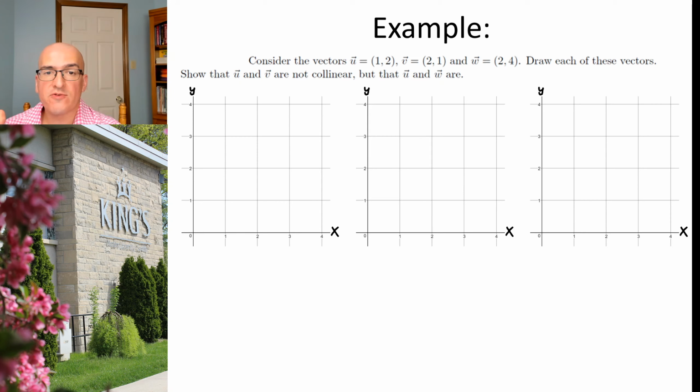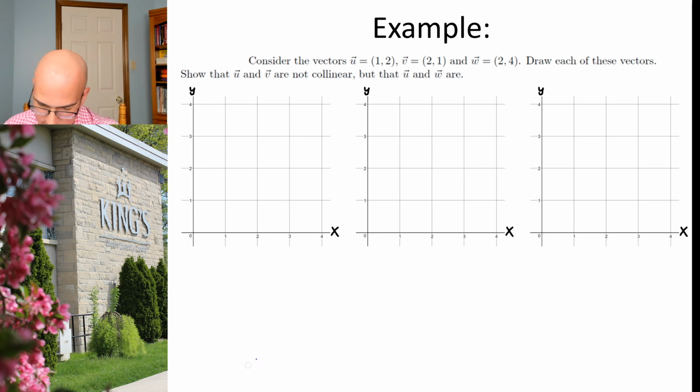We can determine if two vectors are collinear to each other either algebraically, which you'll see later, requires something called scalar multiplication, or visually. So that's what we'll do here. We have three vectors indicated, the vector u, the vector v, and the vector w, and we're asked to draw each of them. And then after drawing them, we're asked to show that u and v are not collinear, but u and w are collinear.